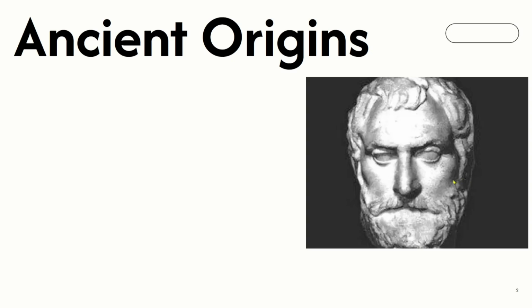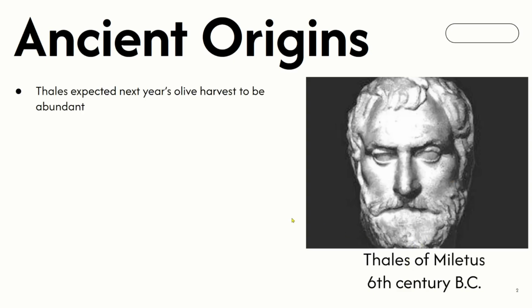Okay, so options have ancient origins starting from Greece, and the picture on the right is Thales of Miletus from the 6th century BC. So he was a philosopher, but he didn't have that much money. He expected that the next year's olive harvest was going to be abundant. There's going to be a lot of supply of olives. So he thought, how can I make money from this? He placed a deposit to be able to use the olive presses next year.